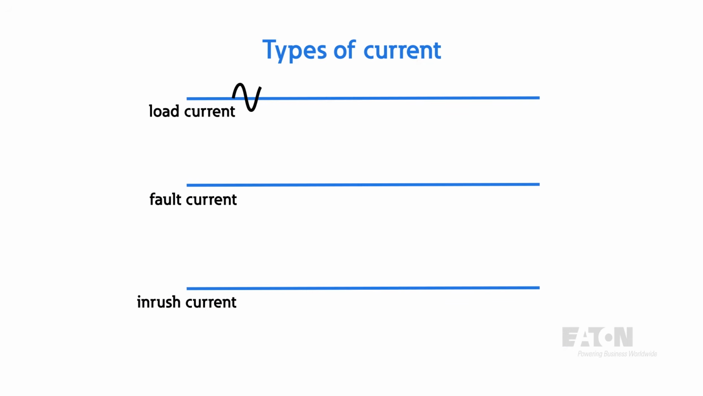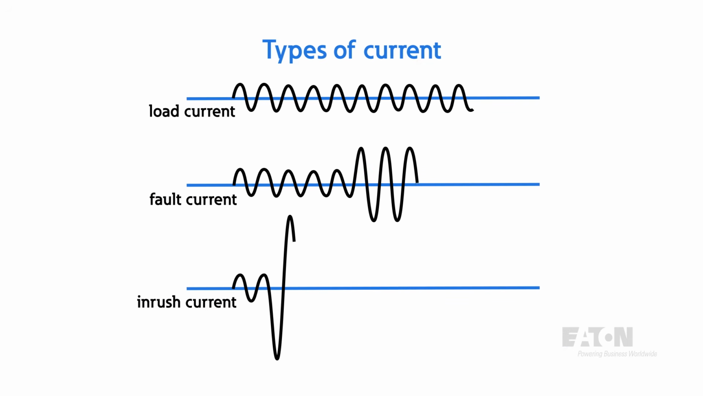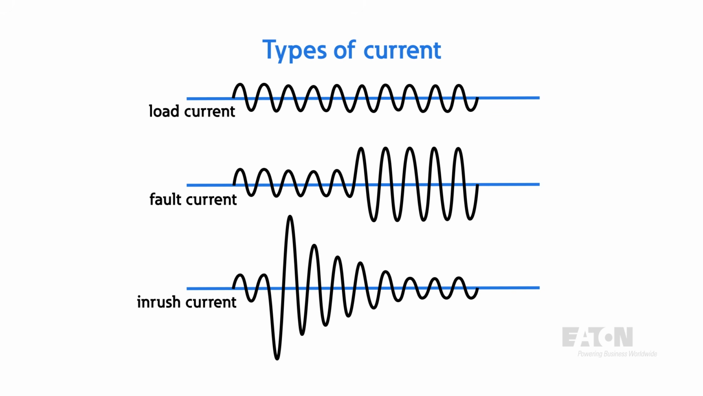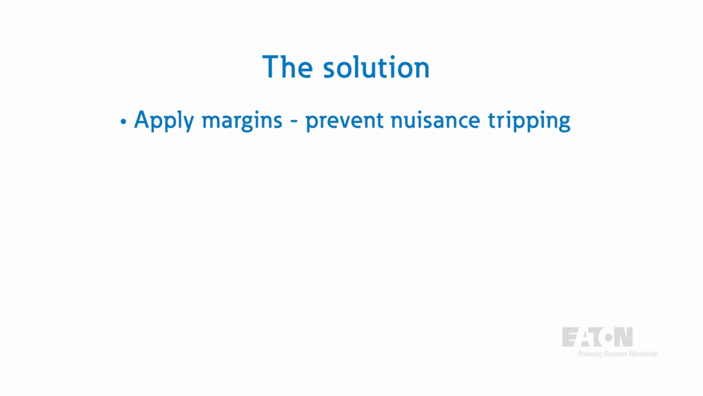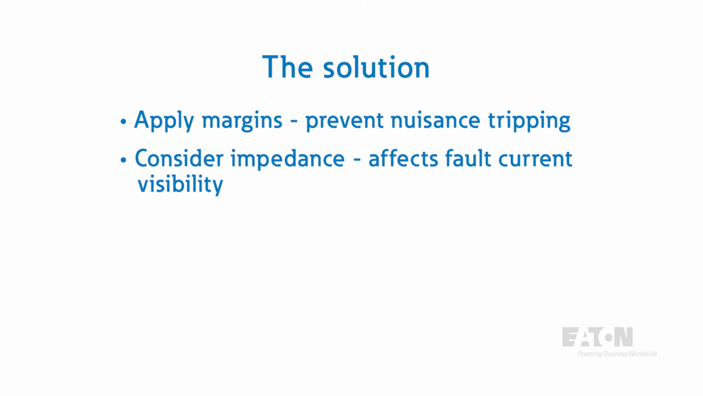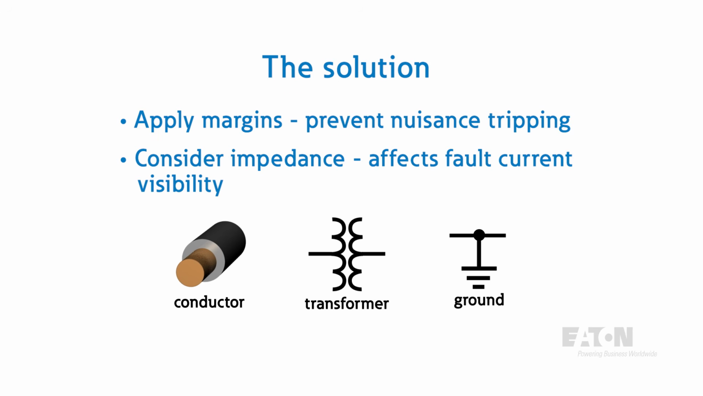But here's the challenge. Protective devices can't tell the difference between load, fault, or inrush current. They just see current. That's why we apply margins, multiplication factors added to pickup values to avoid nuisance tripping during cold load pickup, inrush conditions, and any potential future load growth. We also consider impedance from conductors, transformers, and even the ground.